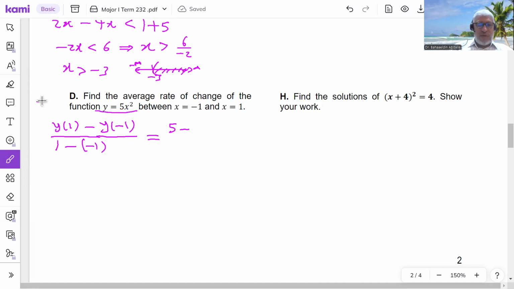But you have to put it like this in the calculator, okay? Negative 2, you replace x by negative 1, and put parentheses and 2. So this will give you 1 times 5. So it's also 5 over 1 plus 1, which is 2. Well, 5 minus 5 is 0. 0 over 2 is 0. So the average rate of change of this function is 0.